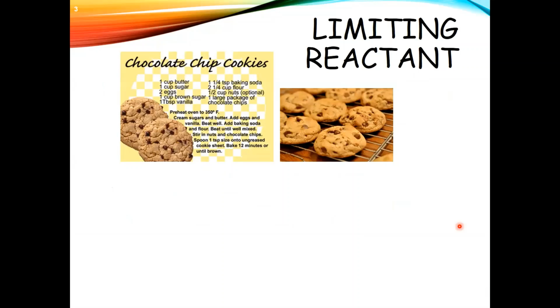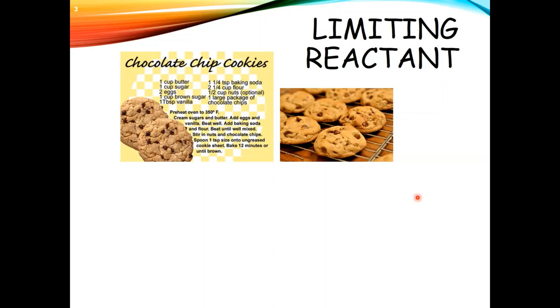I'm going to use a few food metaphors and references to explain this. When we cook food, let's say we're cooking some chocolate chip cookies, we look at a recipe right here, and we read the ingredients off of that recipe. Now, a chemical equation is very similar to a recipe in that it tells us the amounts of each species that we need to put in.